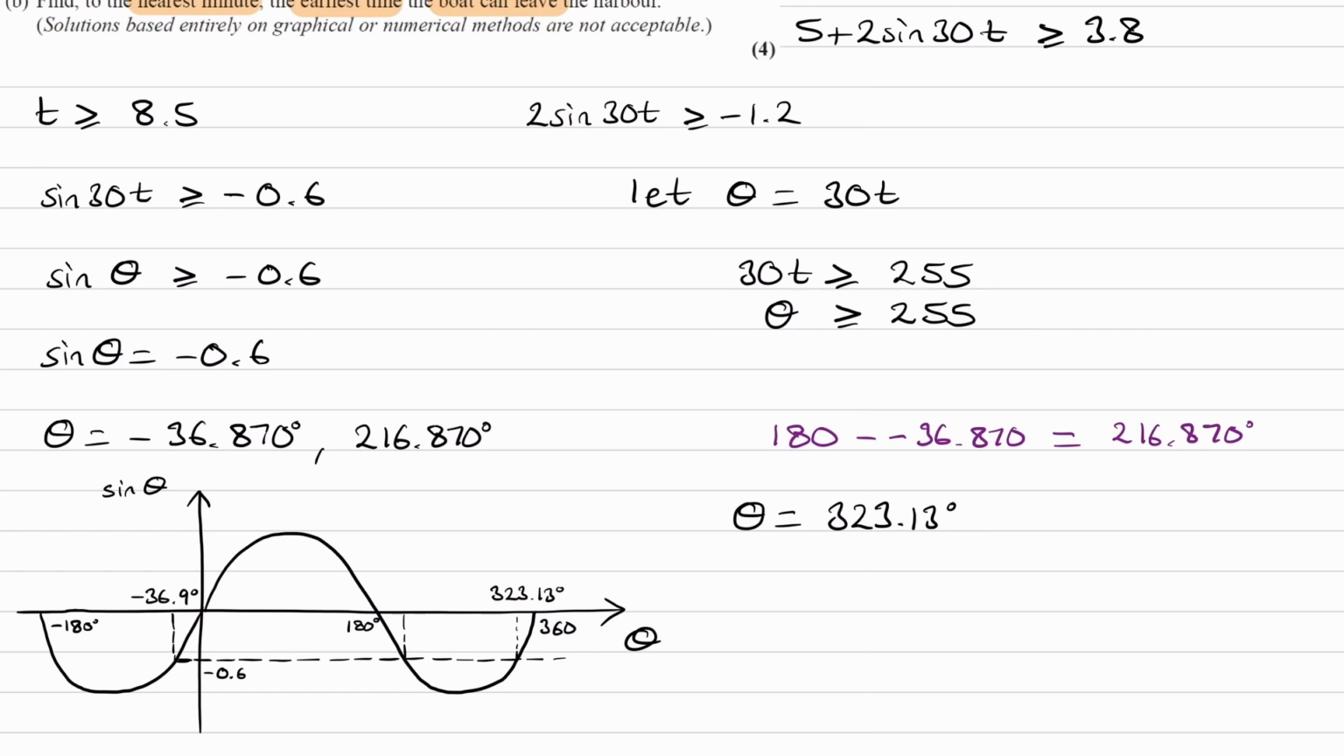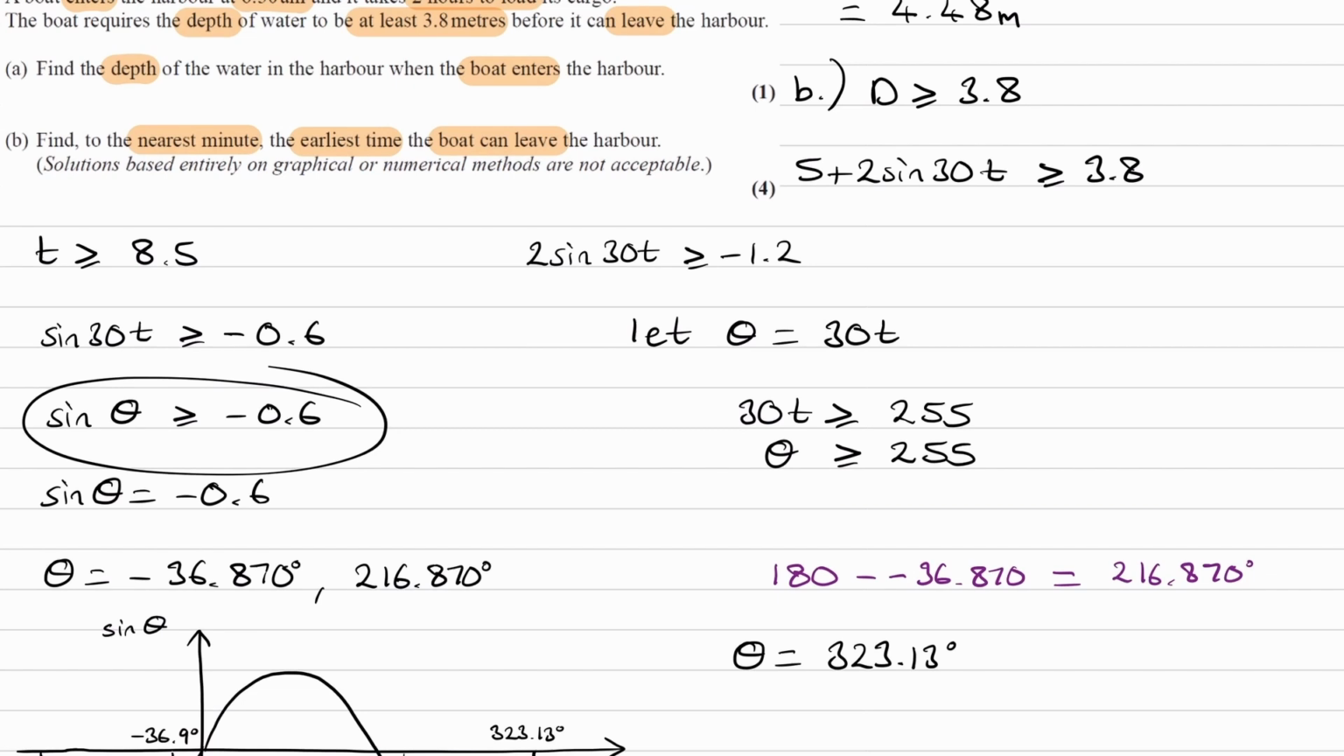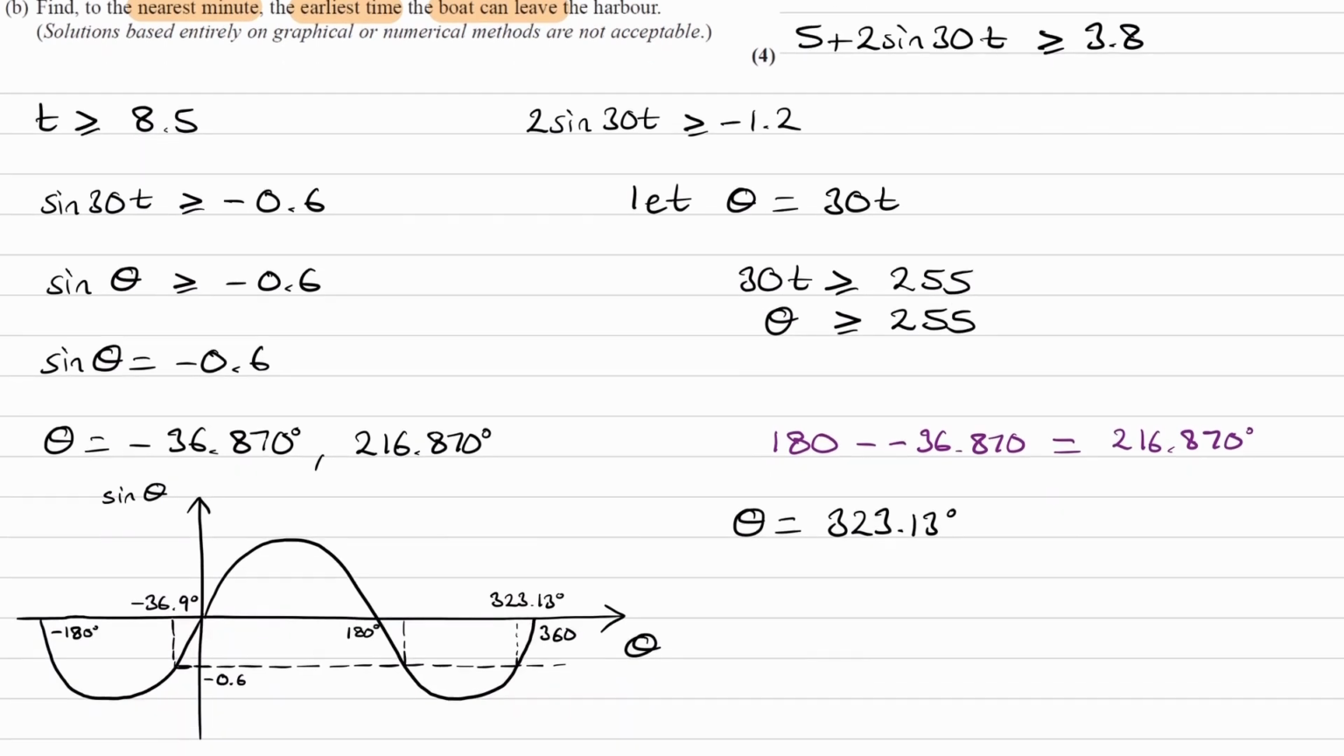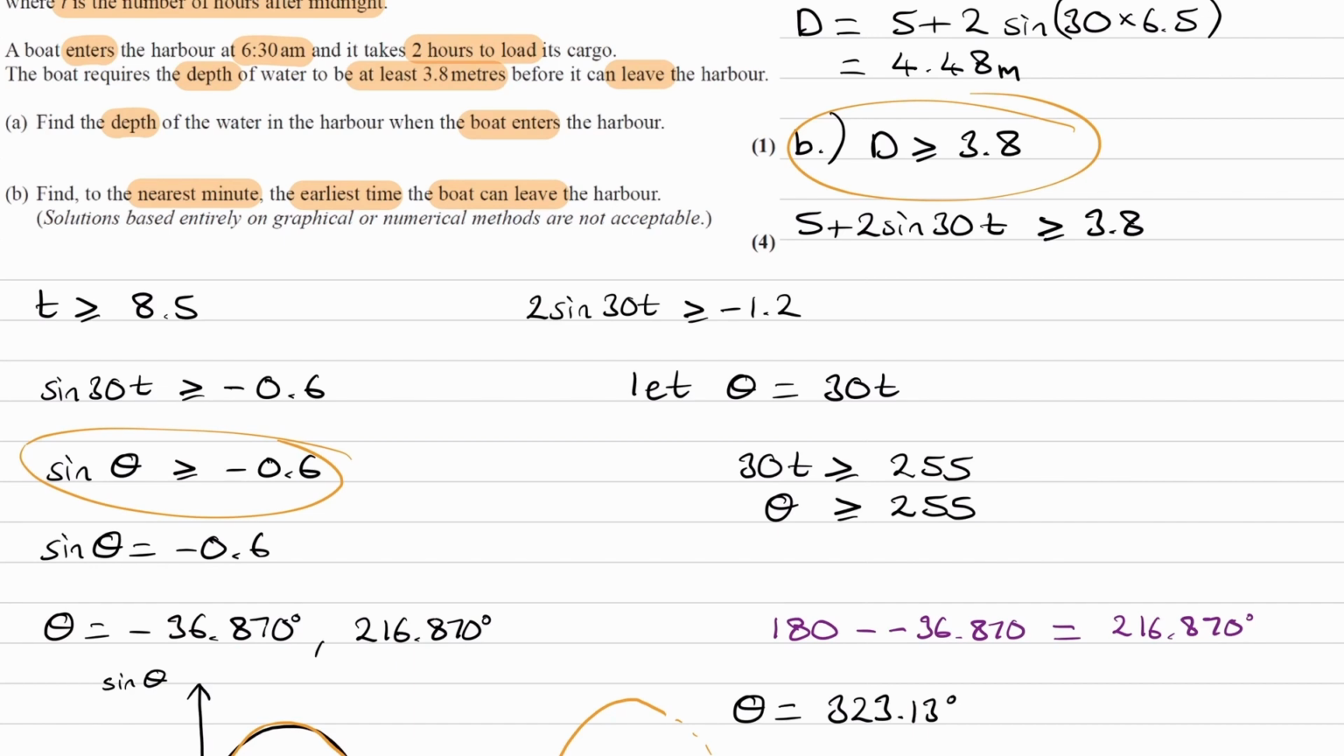Remember that when sine theta is greater than or equal to minus 0.6, that's when our depth is greater than or equal to 3.8. So we can represent that on our graph. Minus 0.6 is what we have over here. So then these regions would be when the depth, and we can continue the graph as well if you wanted to, so that will just continue on. Those regions would be when sine theta is greater than or equal to minus 0.6, and therefore the depth is greater than or equal to 3.8.